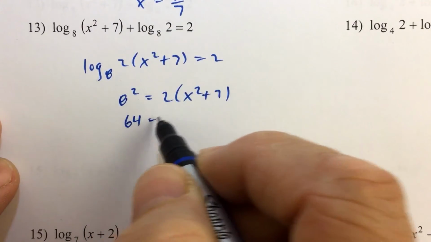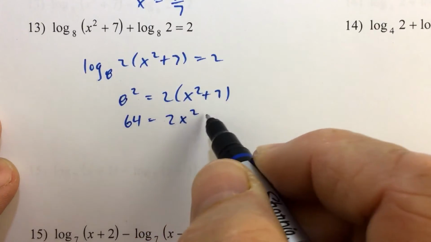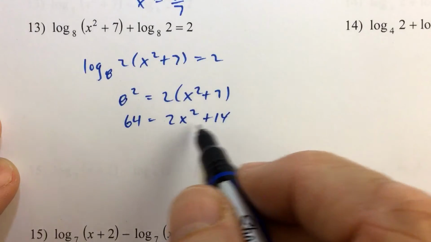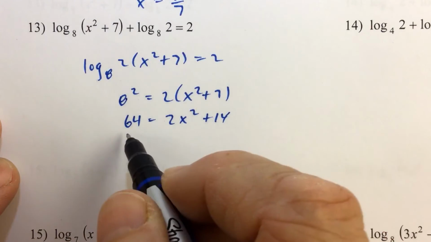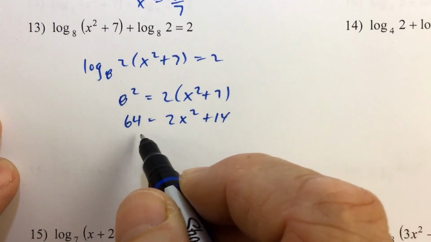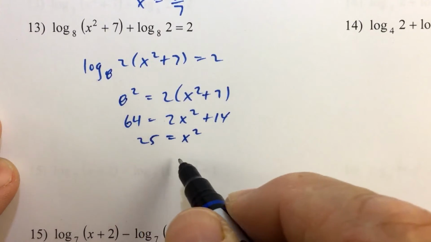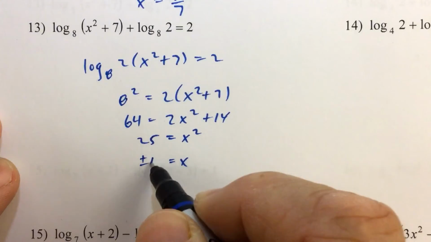8 squared is 64. We want to go ahead and distribute the 2 to both terms. We get 2x squared plus 14 equals 64. If we subtract 14, we get 50. Divide that by 2, we get 25. So we get x squared equals 25, and we get x equals plus or minus 5.